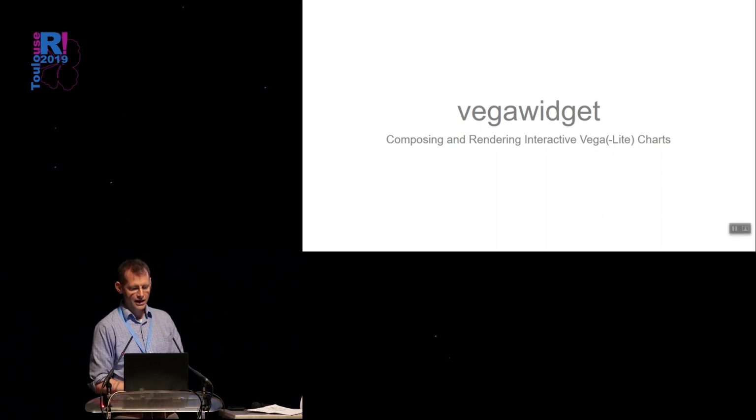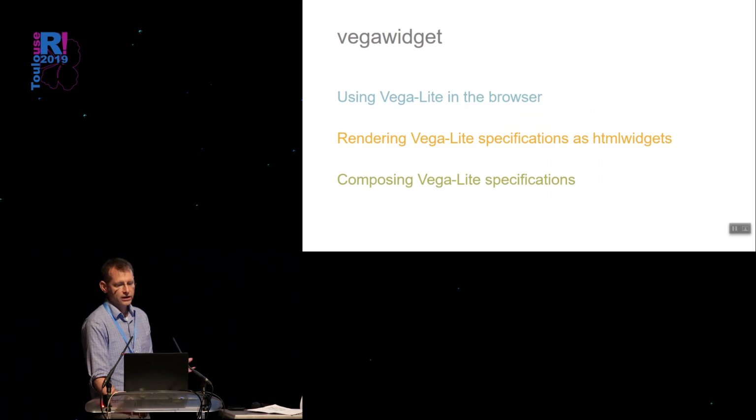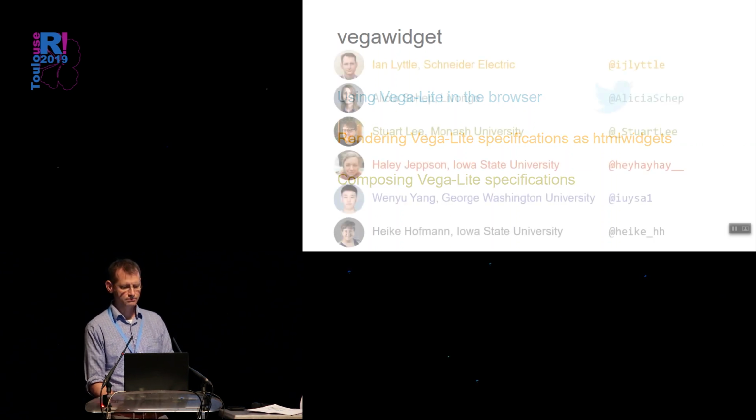Thanks, Will, for sharing. I'm here today to talk about some work around a package called Vega Widget, which we use to compose and render interactive Vega-Lite charts. What I'm going to touch on in this presentation is how we can use Vega-Lite in the browser, how we can render Vega-Lite specifications as HTML widgets, and then how we can compose Vega-Lite specifications.